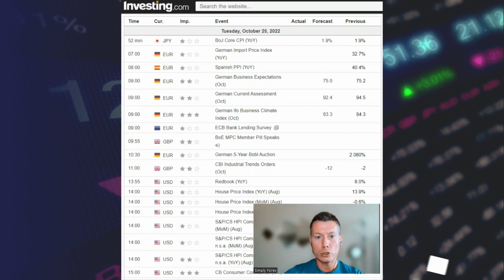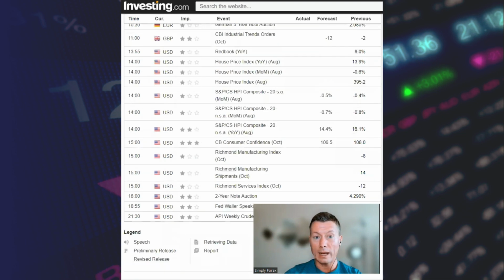News for Tuesday, the 25th of October. So the first piece of news that we're interested in, guys, is this. At 9 o'clock, London GMT, we've got the business climate coming out of Germany. So this could move any euro pair. If we carry on down, guys, the only other piece of news that we're interested in is this.